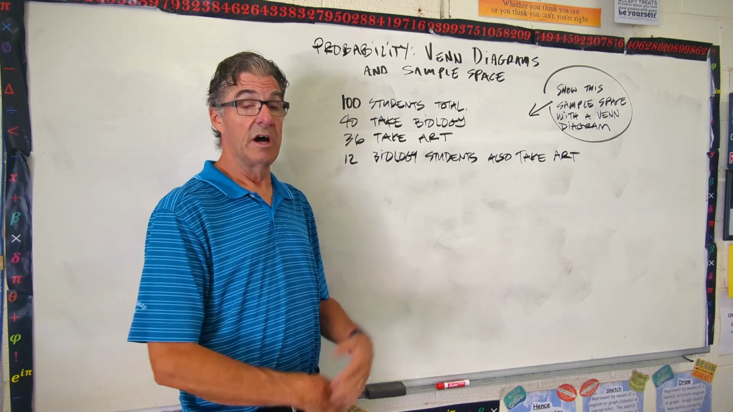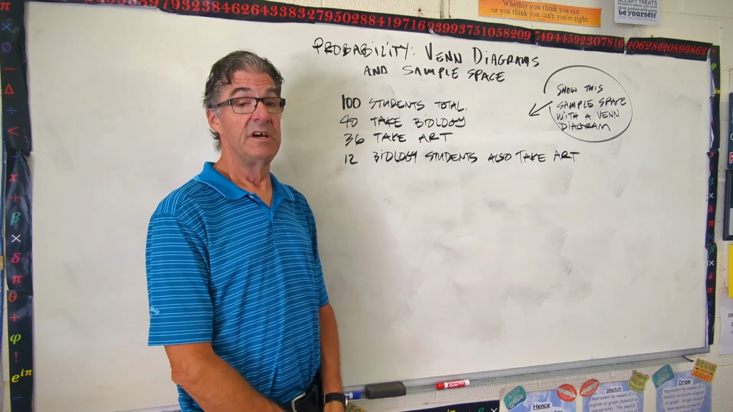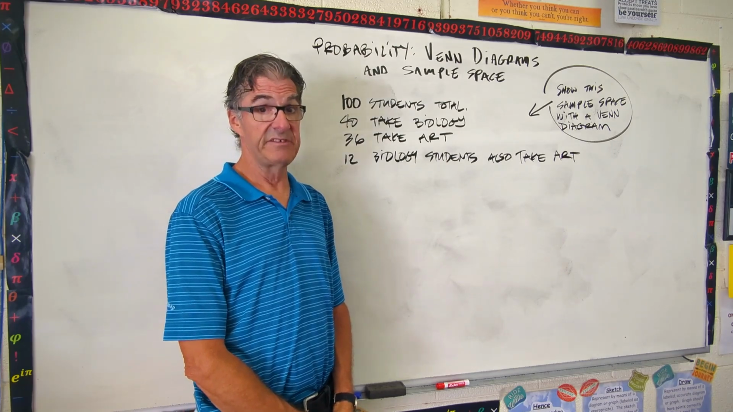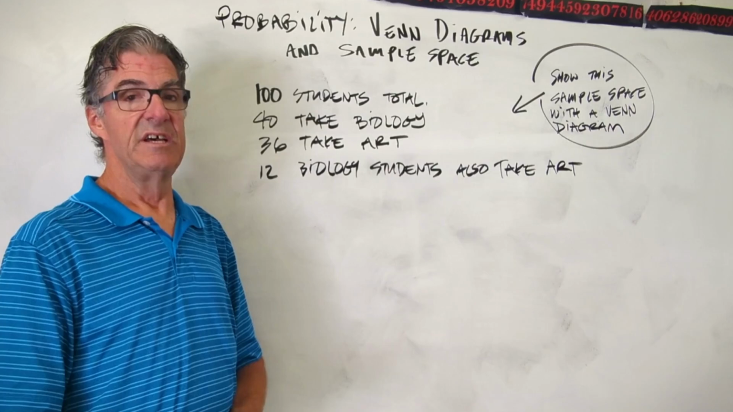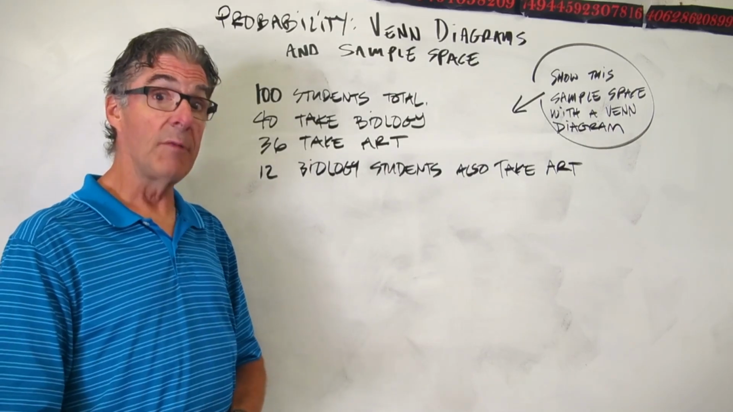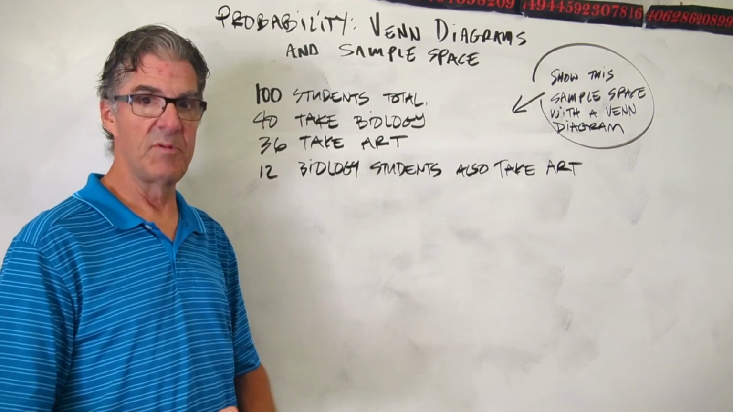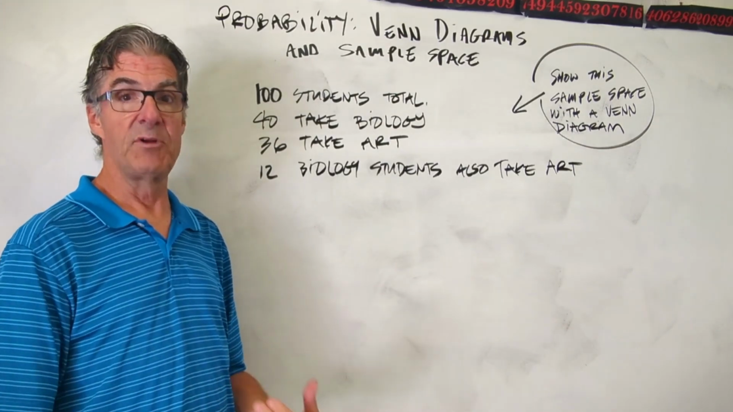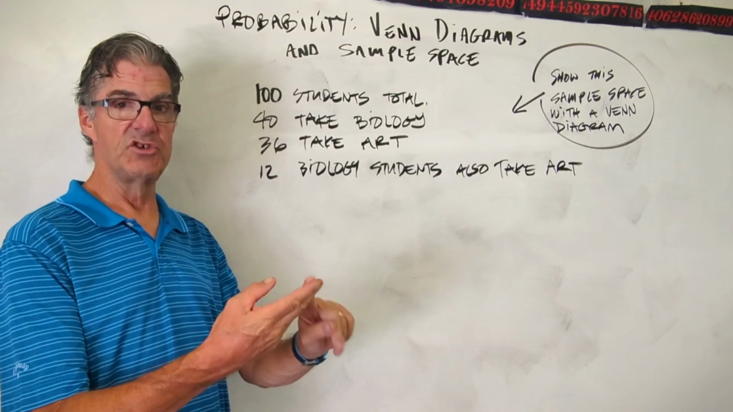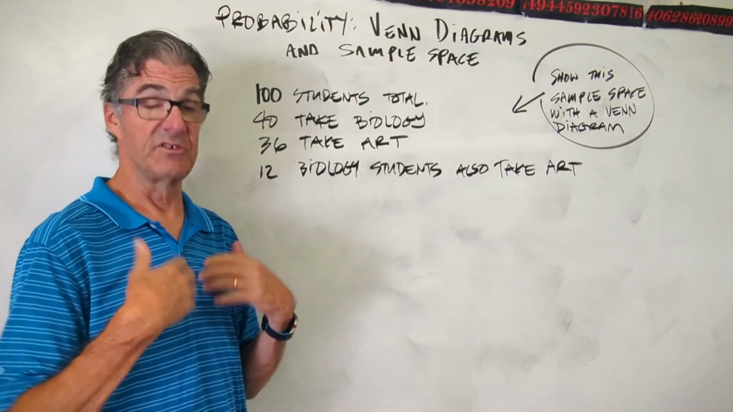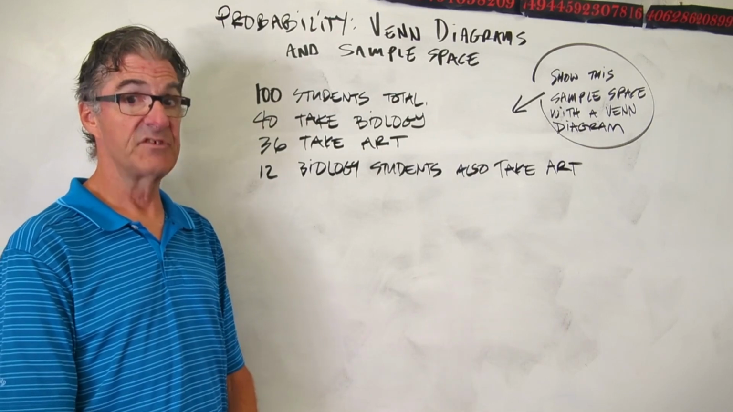Today's video covers probability within the context of using Venn diagrams to show sample space. Before we jump in, let me just remind you, sample space is the set of all possible outcomes from a probability question or a probability experiment. So for example, if you roll a die, the sample space is the numbers 1, 2, 3, 4, 5, and 6, because those are all the possible outcomes that come from that experiment.